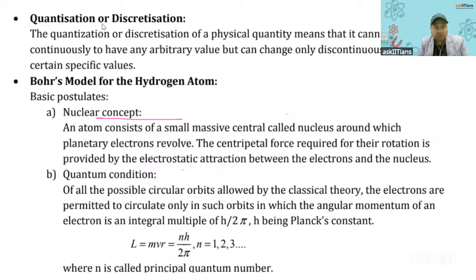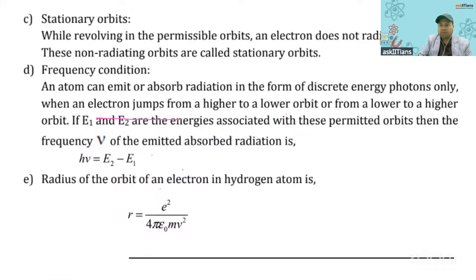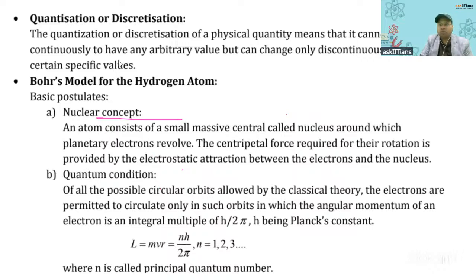Then we have this concept of quantization or discretization. What does it say? It says that anything cannot vary continuously, but can change only discontinuously. It can have only some specific values, the way the energy of the electron can have only some specific values in the case of Bohr's model. It can move in only certain orbits. So that is the quantum condition.